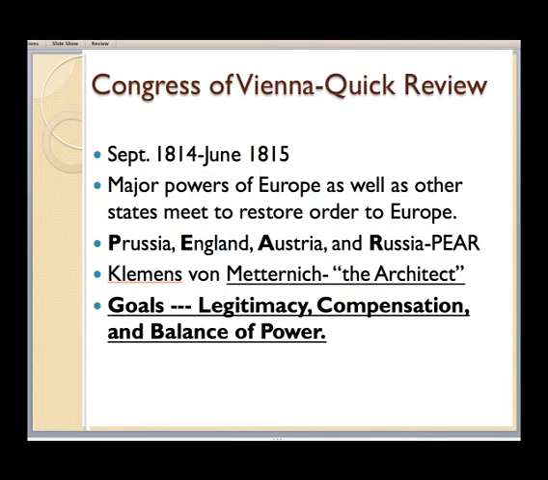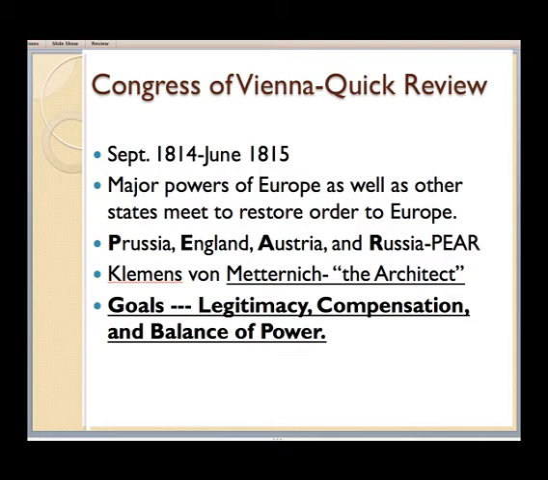So here we go. Let's take a look at the Congress of Vienna. Quick review. I know those of you who have me in class know that we've talked about this to some extent, and you're probably tired of hearing it, but I'll throw it in the video anyway, just so we have it for review purposes. This Congress of Vienna is taking place from 1814 to 1815.